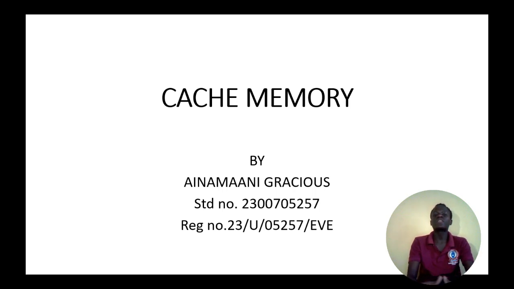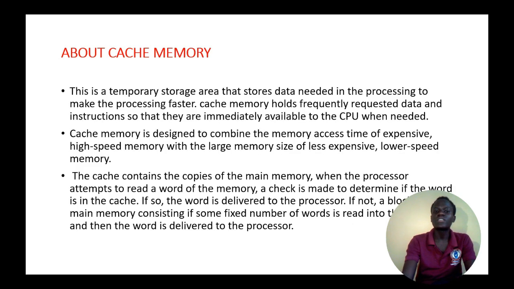I'm here to explain to you something about cache memory. Without wasting time, let's start. About cache memory, in simple terms, this is a temporary storage area that stores data needed in the processing to make the processing faster. Cache memory holds frequently requested data and instructions so that they are immediately available to the CPU when needed.